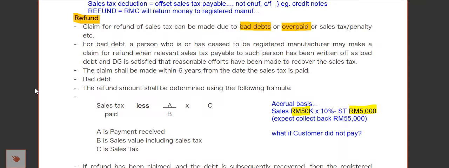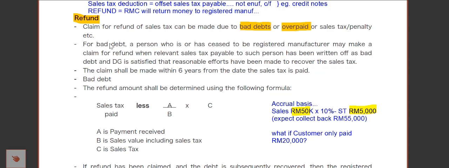So that's why customs will give you a refund. But of course, what if your customers pay you partially? Instead of totally not paying, what if your customers only paid 20,000? Are you going to tell customs the 20,000 is only for the 50,000 and the 5,000 you never got anything, and get the customs to give you back all the 5,000? Of course the government will say no such thing. So the government needs you to do an apportionment to work out how much the refund is. This is the formula we're going to use.